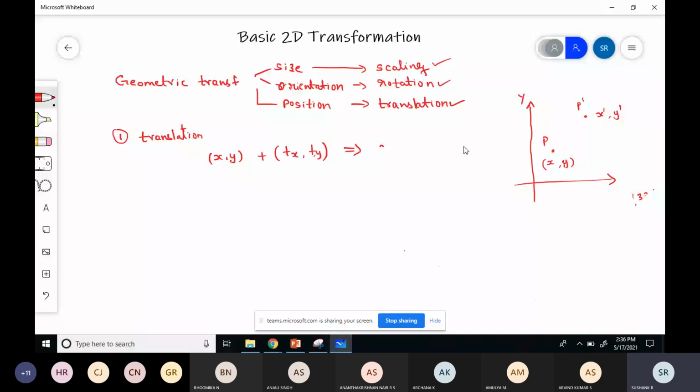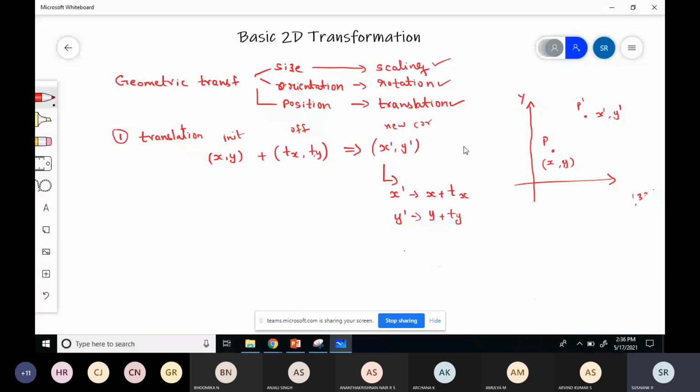Now what is this x dash? x dash is nothing but x plus tx. What is y dash? y dash is nothing but y plus ty. So this is how the translation works. This was the initial position. For that I'm adding the offset and I'm getting the new position. This was the initial value. For this, I'm adding the offset value and I'm getting the new coordinate position.